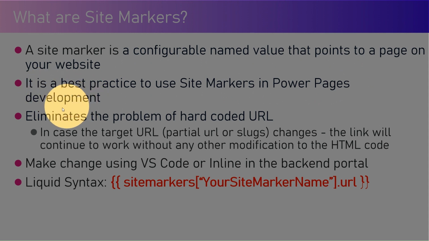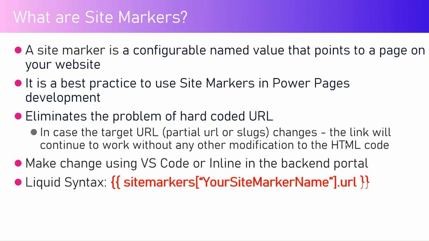Now, what is the purpose of using site markers? Basically, site markers eliminate the problem of hard-coded URLs. In case the target URL, like the partial URL or the slug, as we call it in WordPress, changes, the link will continue to work without any other modification to the HTML code. So it's all about having those relative links defined within your application.